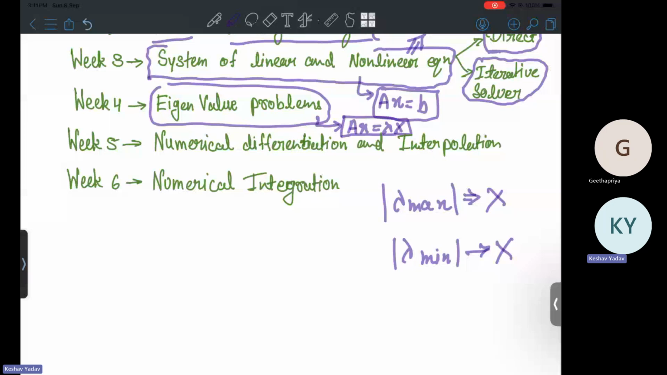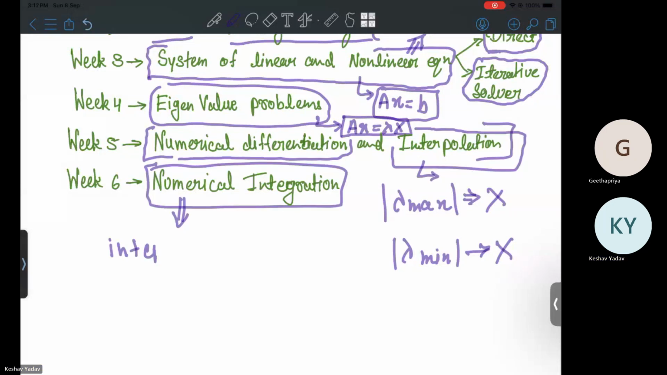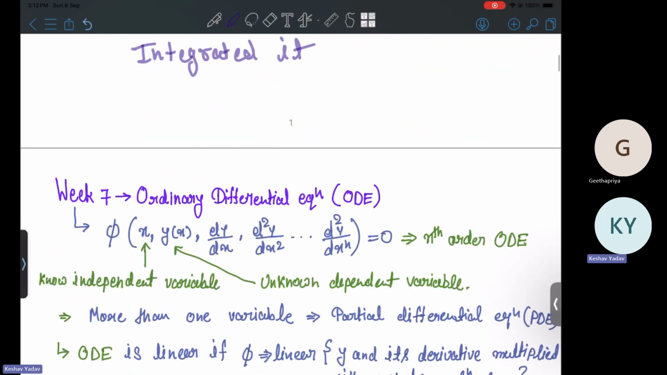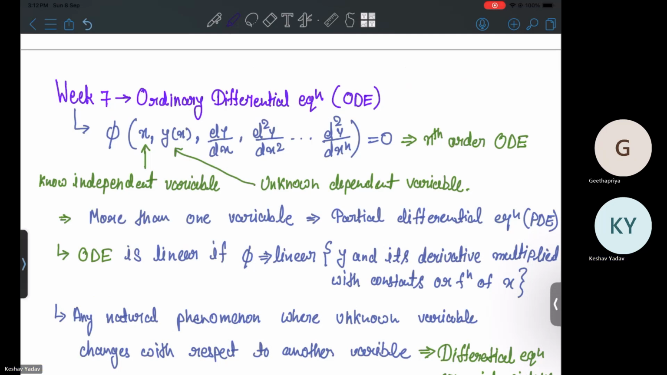Then in the last week, week 6, we saw numerical integration. In numerical integration, we first found the interpolating polynomial, then we integrated it.